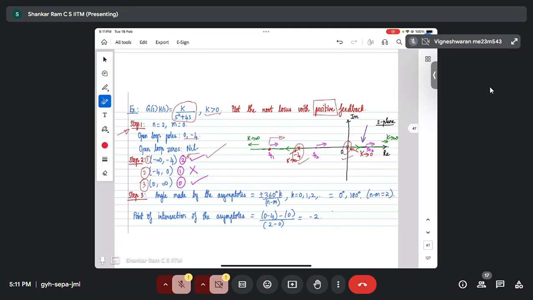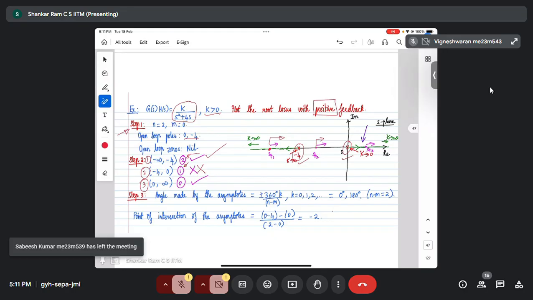And then if we take a test point ST2 between minus 4 and 0 and look to the right, how many real open loop poles and real open loop zeros can we count? One. It is only one, because there is only one at 0. So consequently, now this region is not part of the root locus, okay, with positive feedback.